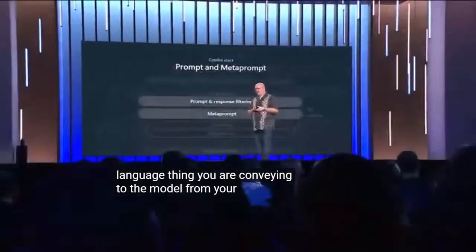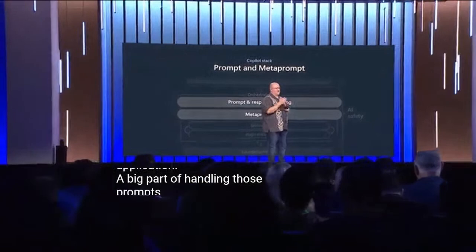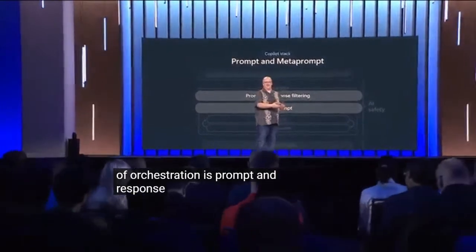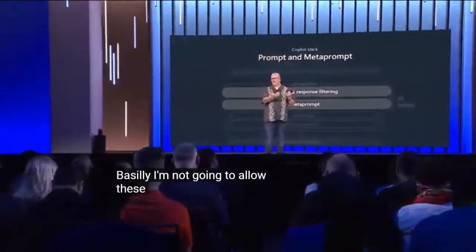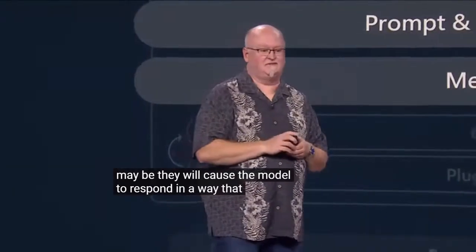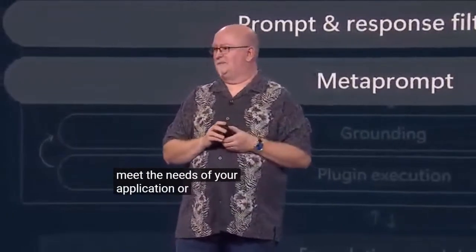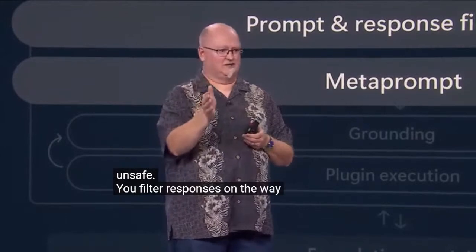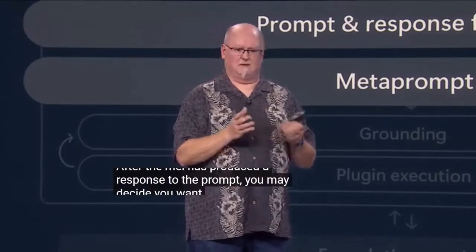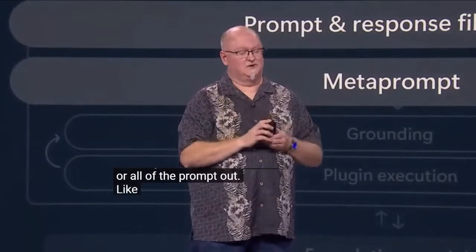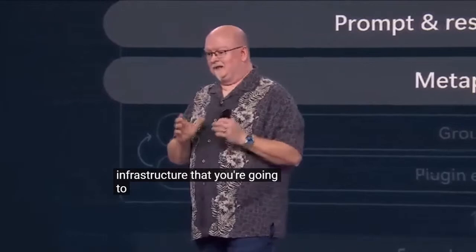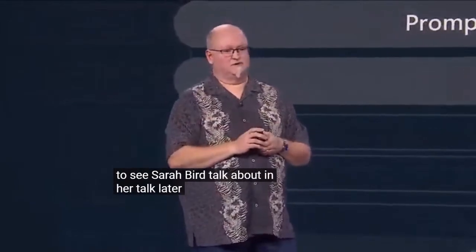A big part of handling those prompts at the beginning stages of orchestration is prompt and response filtering. So basically saying, I'm not going to allow these prompts through because maybe they will cause the model to respond in a way that doesn't meet the needs of your application or do something unsafe. And you also filter responses on the way back up. After the model has produced a response to the prompt, you may decide that you want to filter some or all of it out. A natural place where this happens is with the safety infrastructure that you're going to see Sarah Bird talk about in her talk later. But there are other reasons that you may want to do some filtering on the responses.